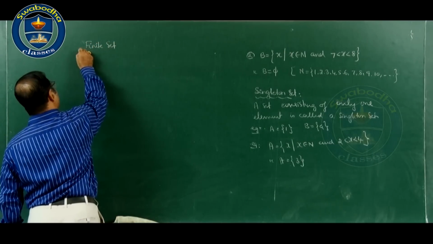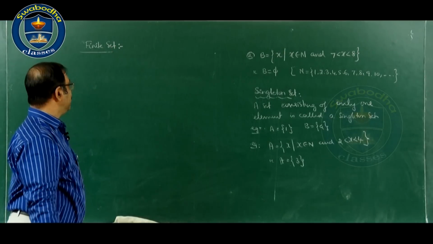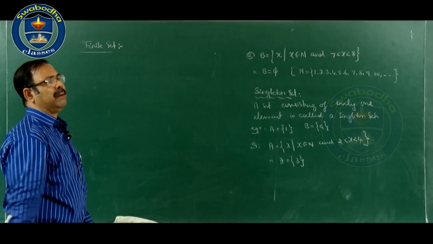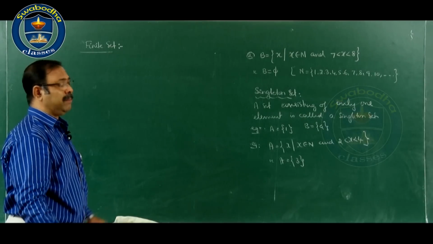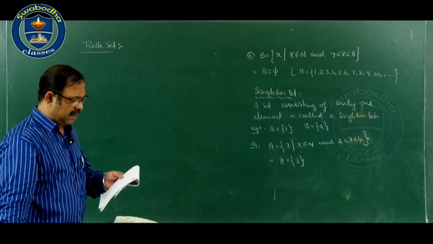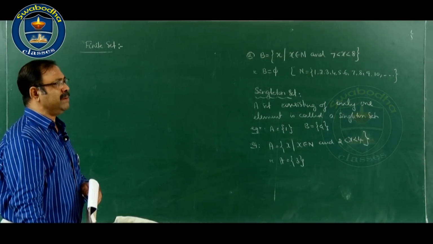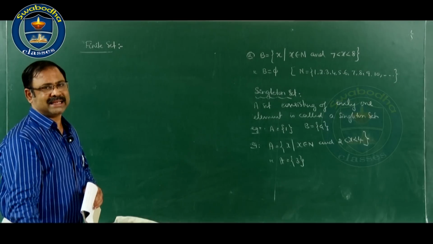Finite set. What do you mean by finite set? What is a finite set? Finite means a countable number of elements. Okay? A countable number of elements in the set. A set which is empty or consisting of a finite number of elements. The empty set is also taken as a set there.